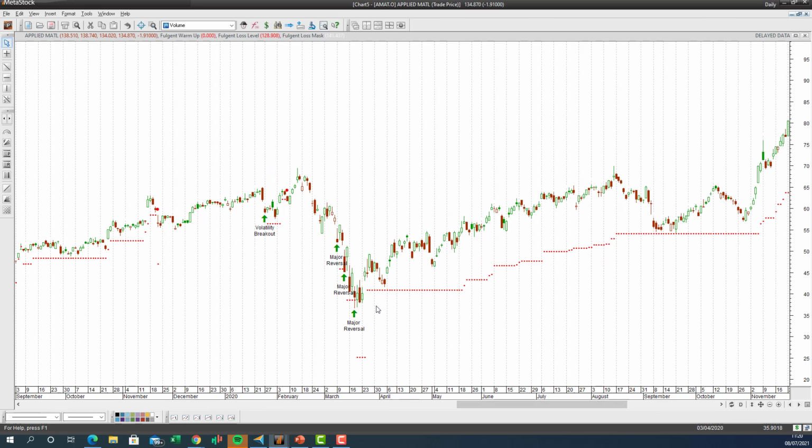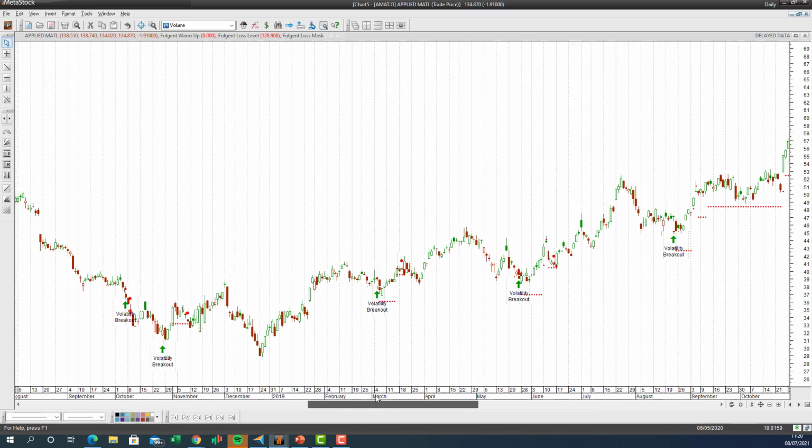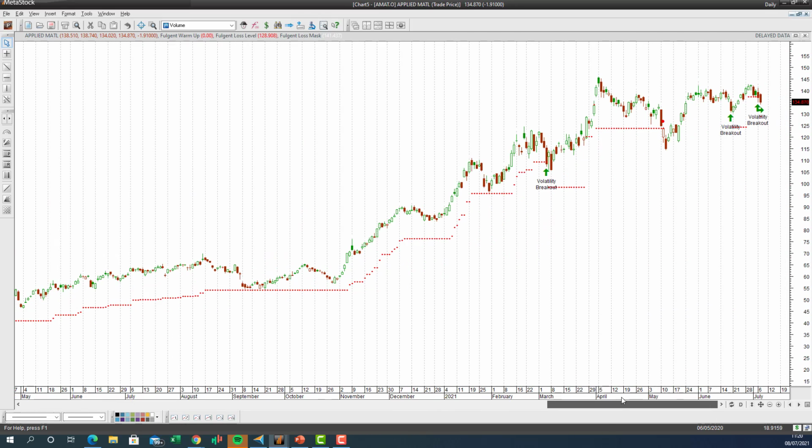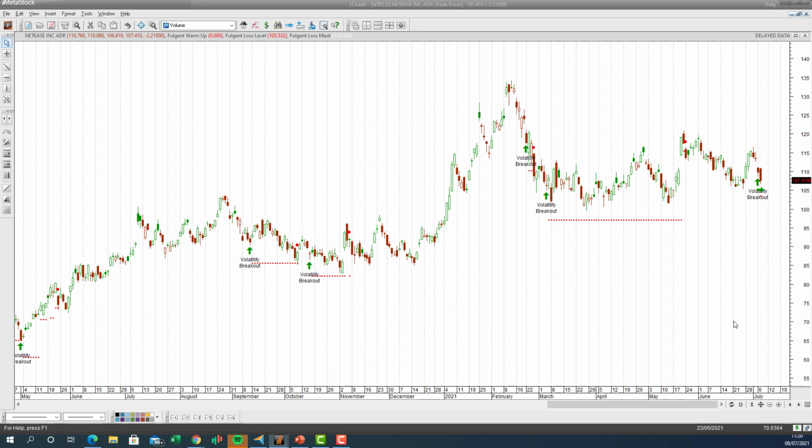So you can see the major market reversal doesn't occur that often. It's the volatility breakouts that occur more frequently. So absolutely fantastic way to trade just using those two. NetEase is the next one. It's also 1 day into a trade.